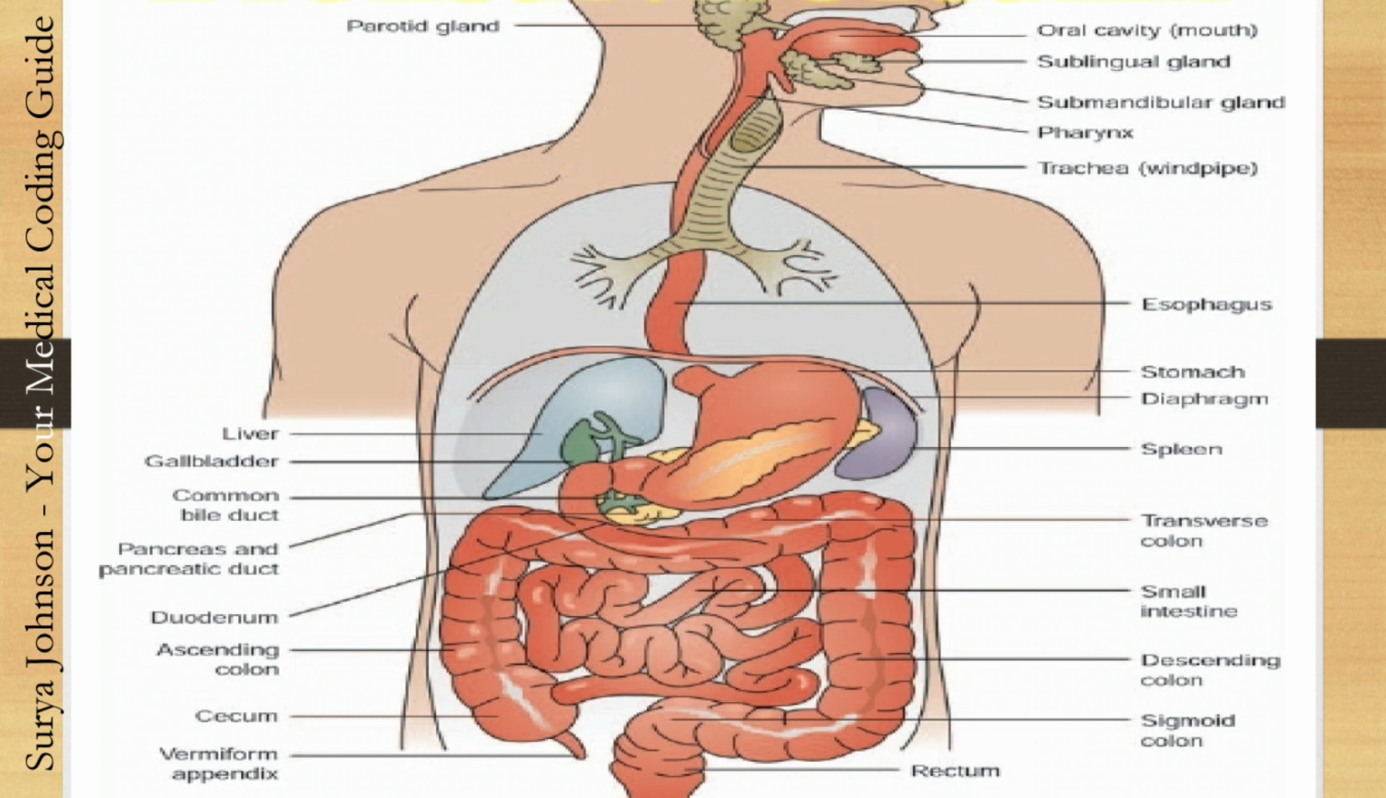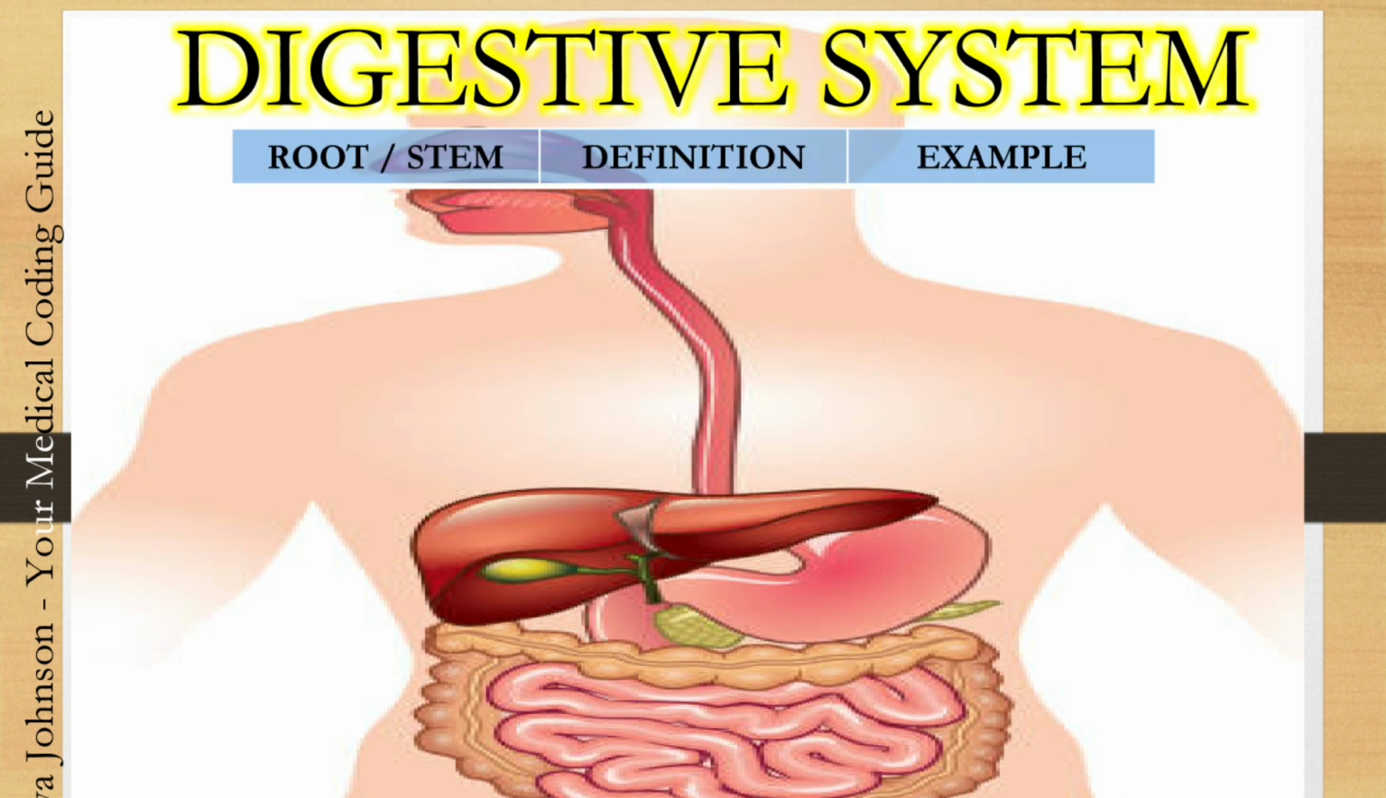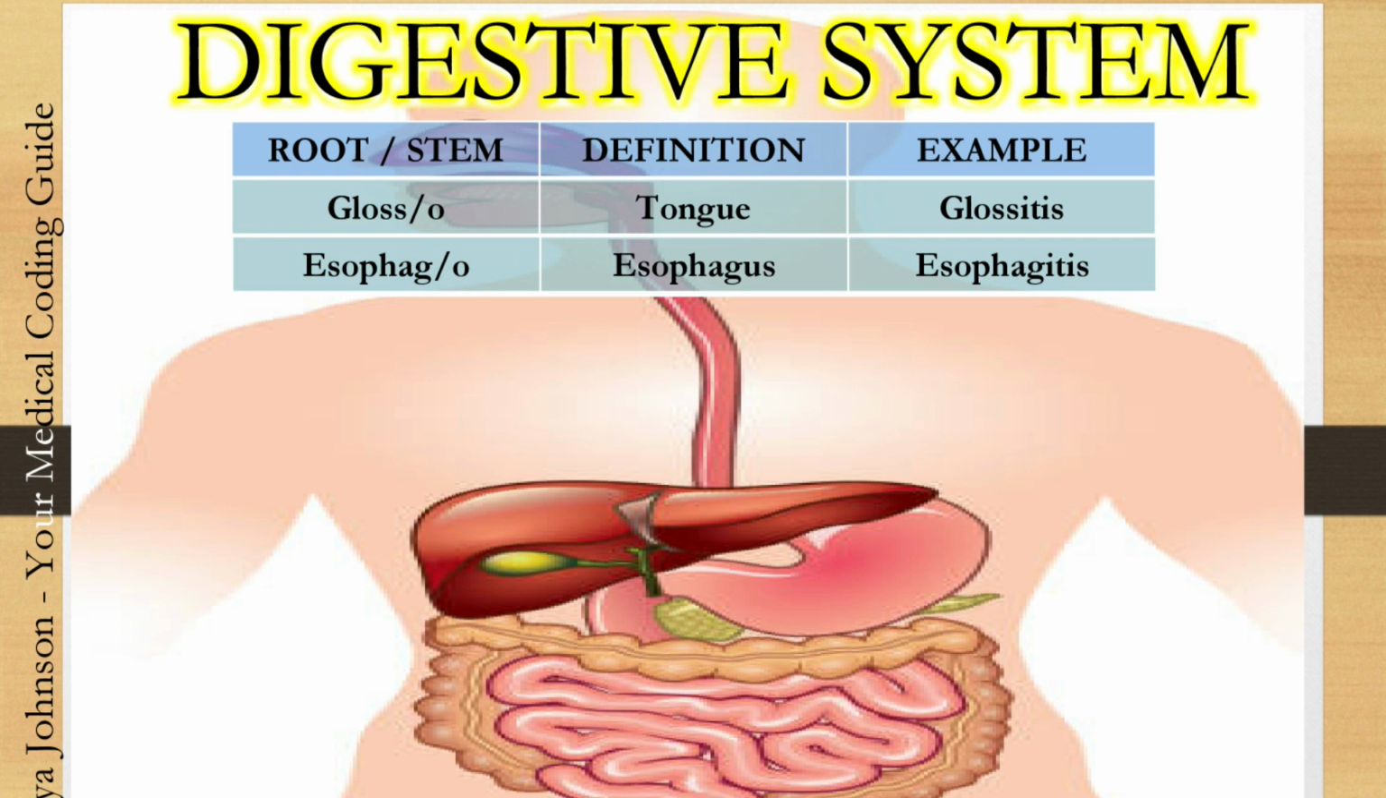Apart from this, there are a few other organs that are included in the digestive system. They are the liver, gallbladder, common bile duct, pancreas and spleen. We will see about the stem or root words of the digestive system. The first one, glosso, means tongue. Example, glossitis. The next one, esophago, means esophagus.